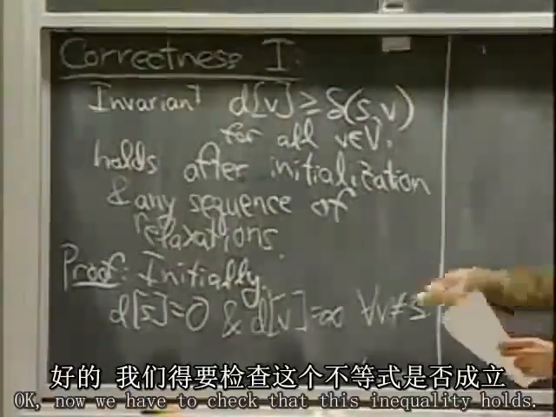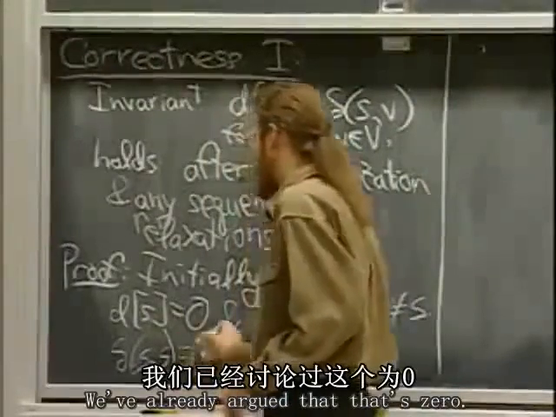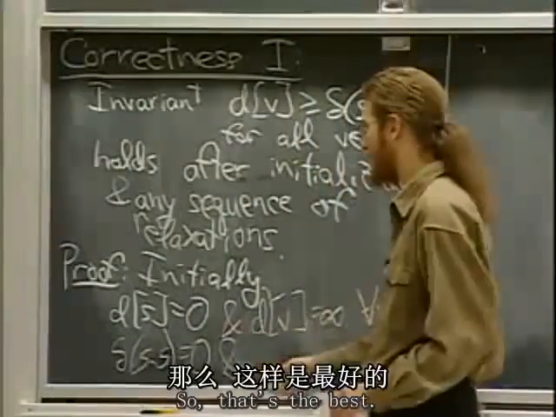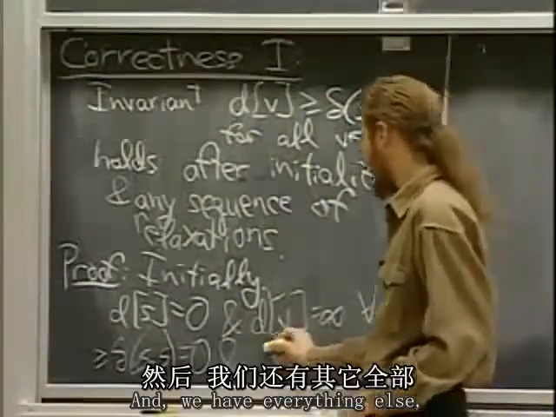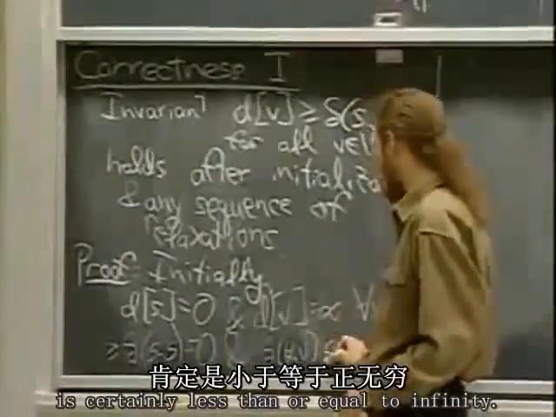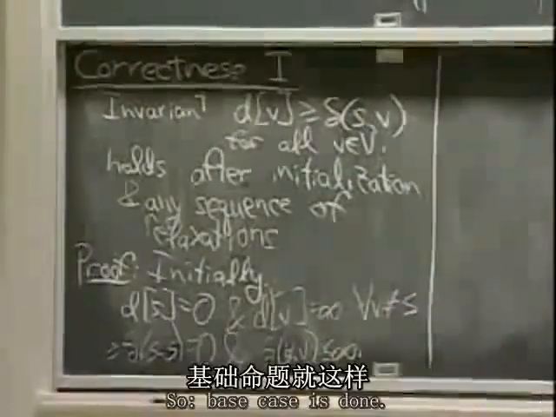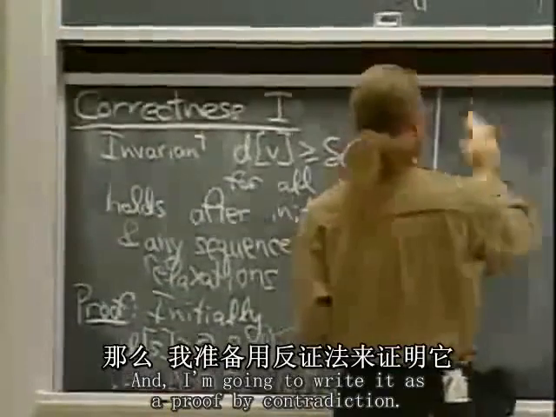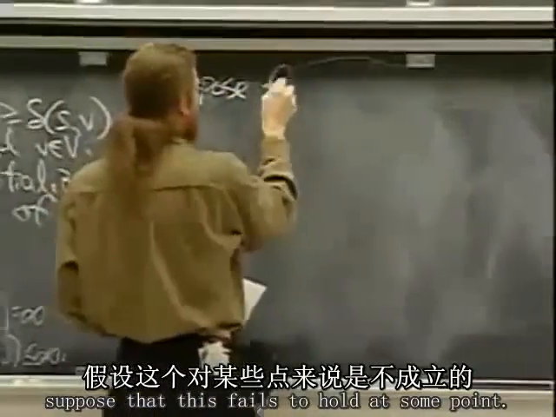Okay, now we have to check that this inequality holds. Well, we have delta of s comma s. We've already argued that that's 0, because you can't get negative when there are only non-negative edge weights. So that's the best. So certainly 0 is greater than or equal to 0. And we have everything else. Well, delta of s comma v is certainly less than or equal to infinity. So this holds. Everything is less than or equal to infinity. So base case is done. So now we do an induction. And I'm going to write it as a proof by contradiction. So let's say, suppose that this fails to hold at some point.